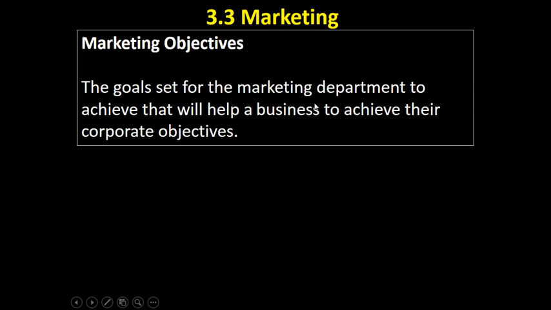So what is a marketing objective? It's a goal that is set for the marketing department to achieve that will help a business to achieve their corporate objectives. Really important that the targets that are set for the marketing department have been set with the corporate objective in mind. What, as a business, are we trying to achieve overall? Therefore, if we're trying to achieve that goal, what does our marketing department need to do? What do they need to achieve for us to be successful in achieving our goal?